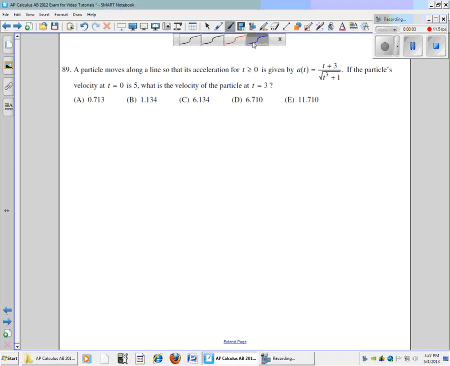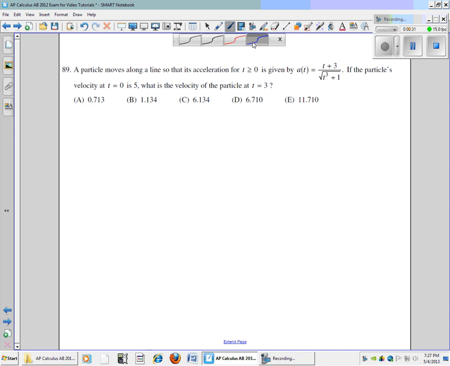This is problem number 89 of the 2012 AP Calculus exam. A particle moves along a line so that its acceleration for t greater than or equal to 0 is given by a of t equals the quantity of t plus 3 divided by the square root of the quantity of t cubed plus 1. If the particle's velocity at time t equals 0 is 5, what is the velocity of the particle at time t equals 3?